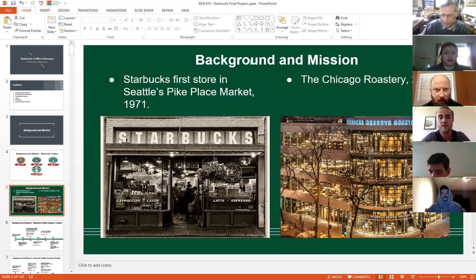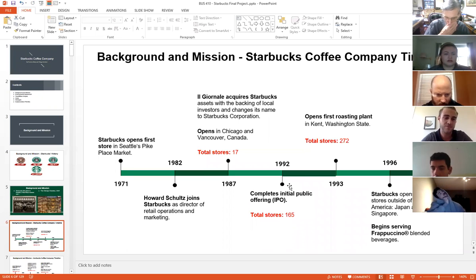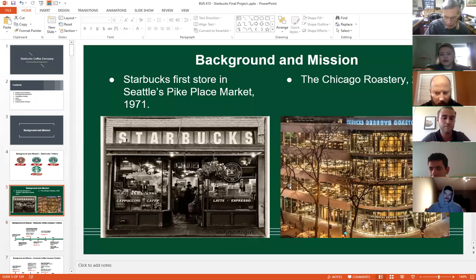then the Chicago Roastery in 2020. I had the opportunity to be there over the summer, and it's a magic place if you had the opportunity to be there. That store in Chicago, by the way, is the biggest Starbucks store in the world. Five stories tall, I think. Yeah, it has five stories.